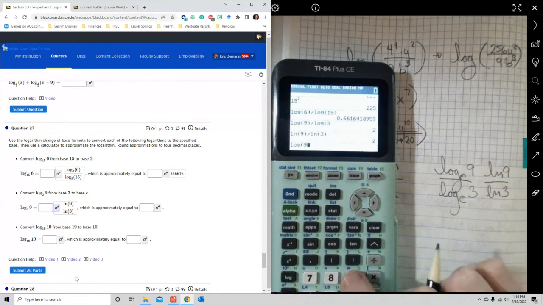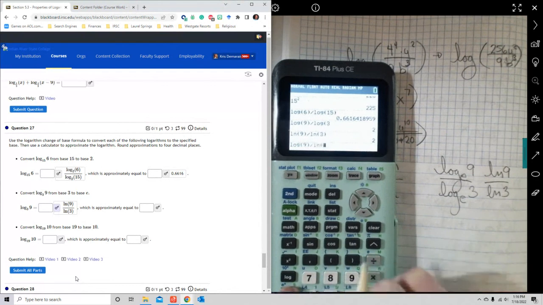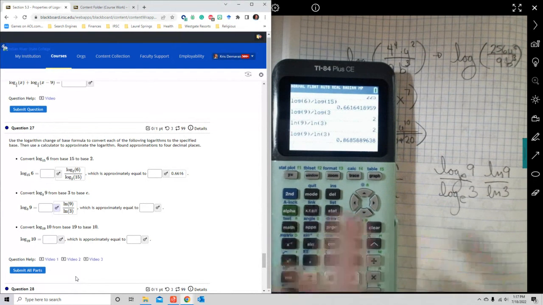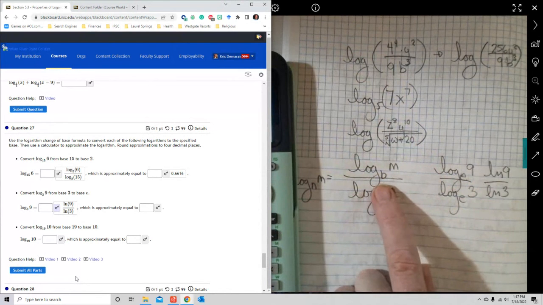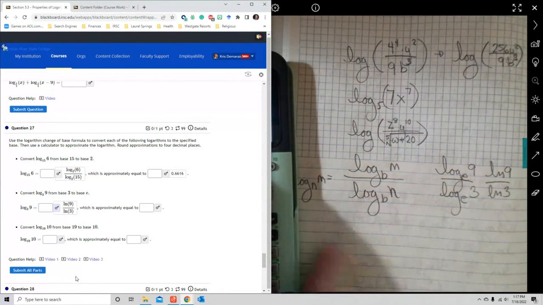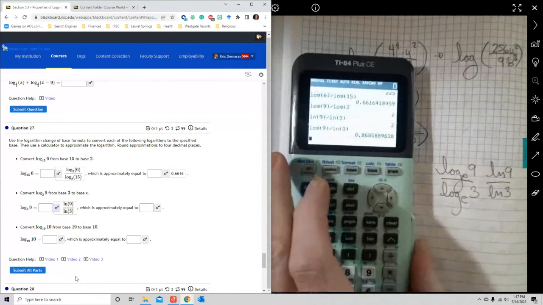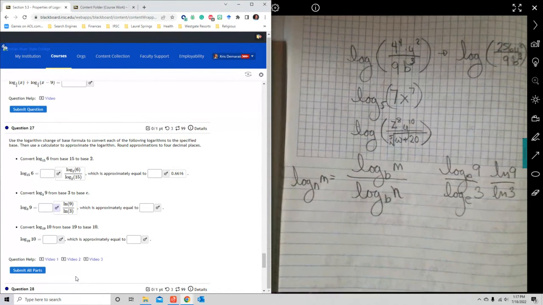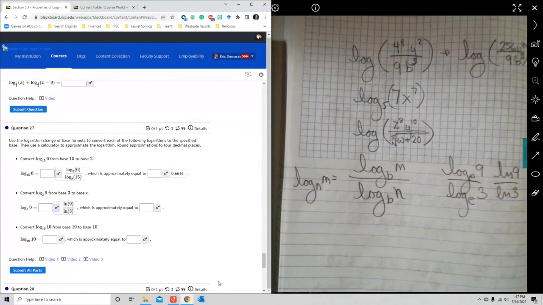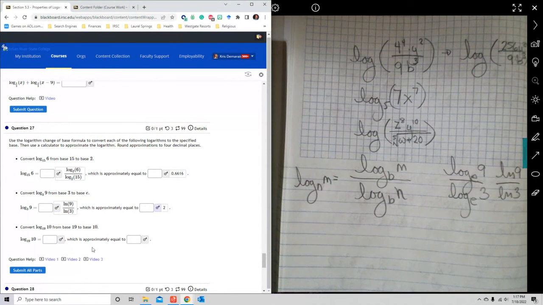Now, this is what you can't do, though. Watch this. Log of 9 divided by ln of 3. You can't do that. That is not right. That's not going to get you the right answer, because you're changing that base then. You're changing it from common log to natural log. And natural log is base E and common log is base 10. So there's 2 different bases. You can't operate on 2 different bases for your change base formula. Okay? So the answer is 2.